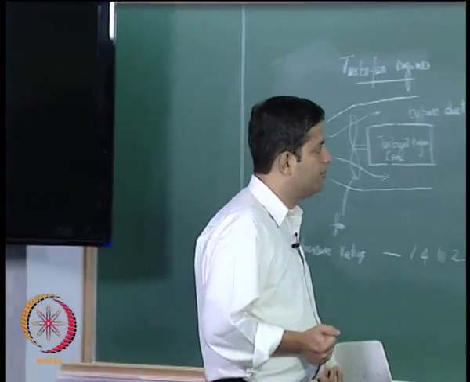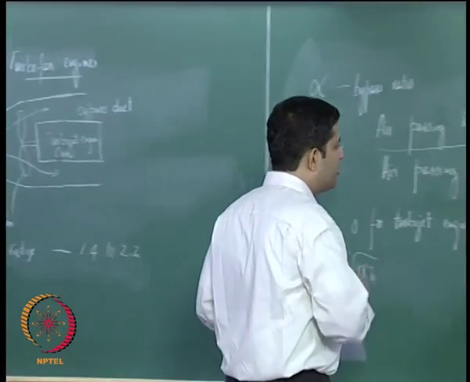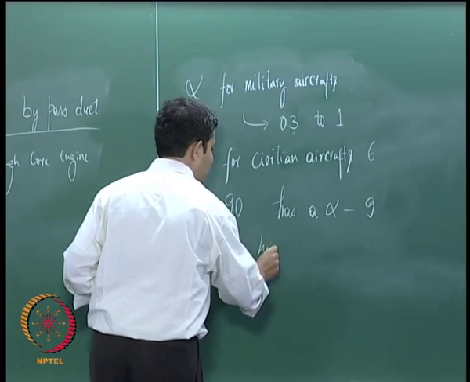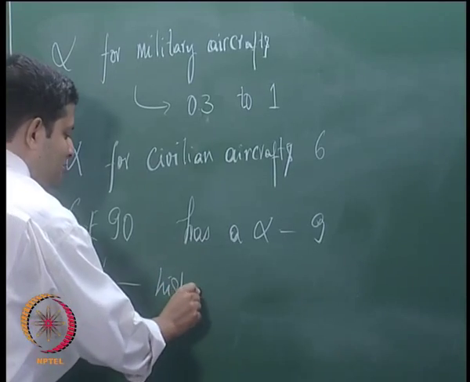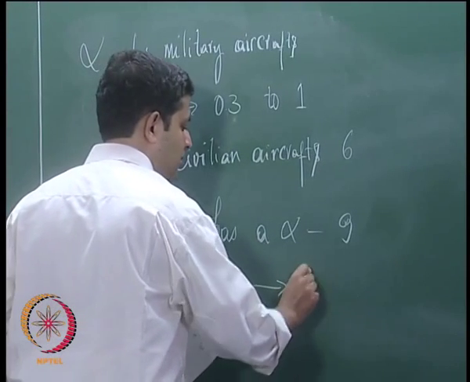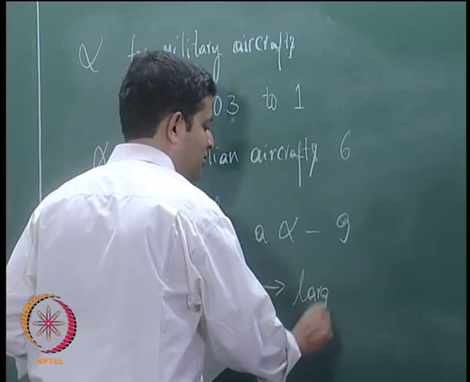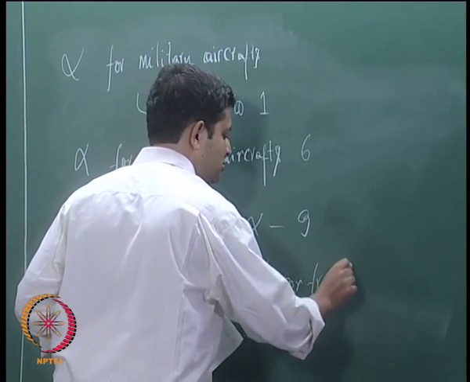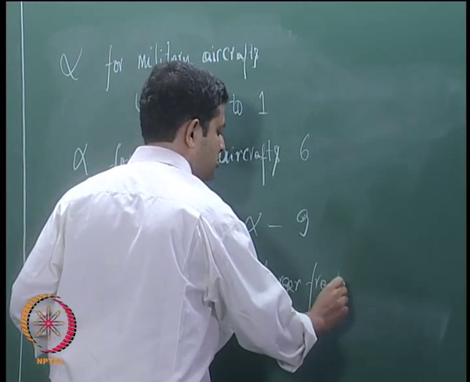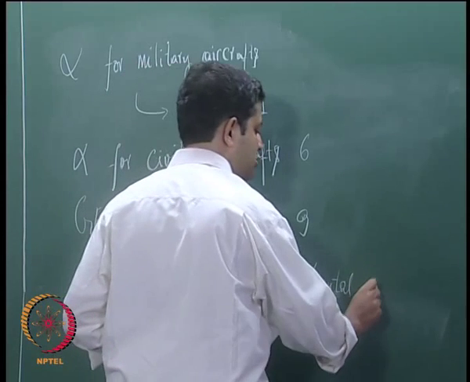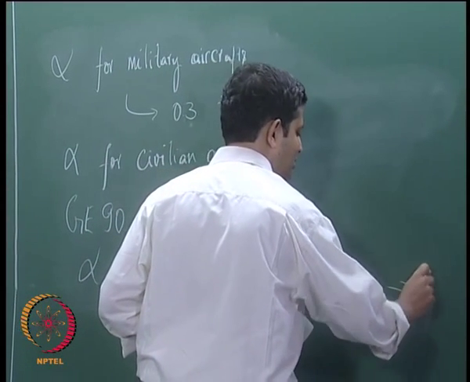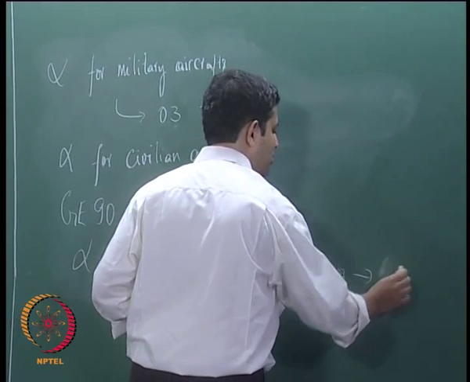So what we need to remember is alpha higher means larger frontal area and larger drag.